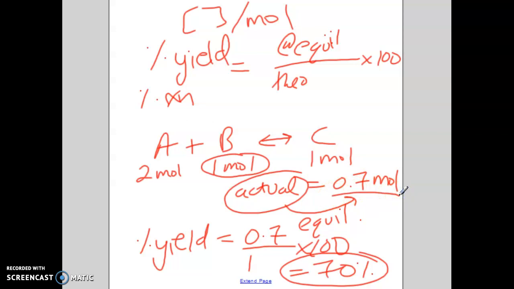The theoretical yield is done in the exact same way that you're used to doing. So essentially you first determine your limiting reactant, and then you look at the mole ratio. This was just a 1-to-1, so it was exactly the same.